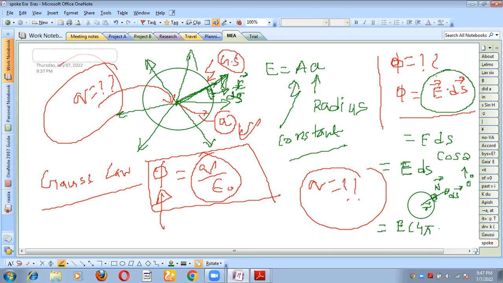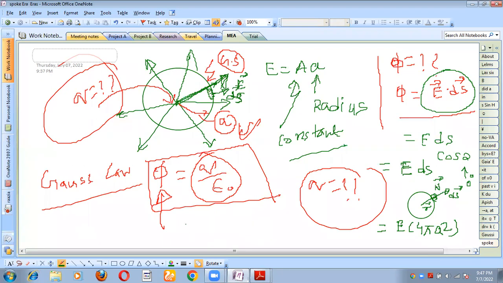What is the spherical area? 4 pi R square. 4 pi a square, not pi a square. Everyone getting this? Why I'm taking 4 pi a square? Yes, sir. The surface area of a spherical surface is 4 pi a square.